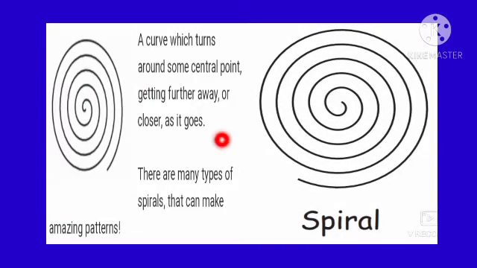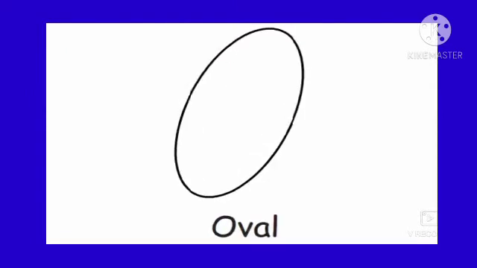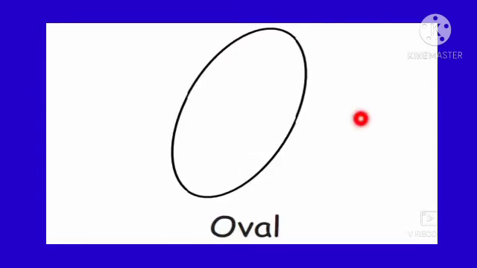Spiral. A curve which turns around some central point, getting further away or closer as it goes. There are many types of spiral that can make amazing patterns. Oval. An oval is a shape which has no edges like a circle and which matches an egg's border. It looks like an egg's border. It is also called an ovoid.